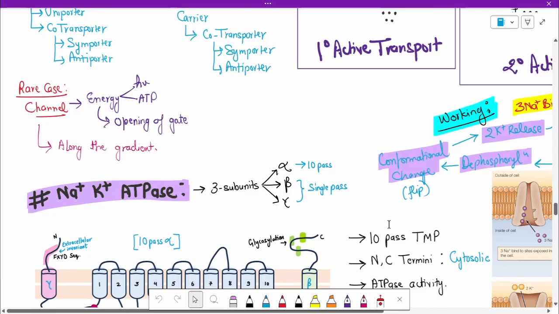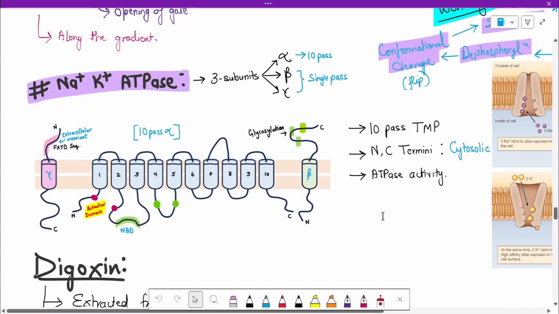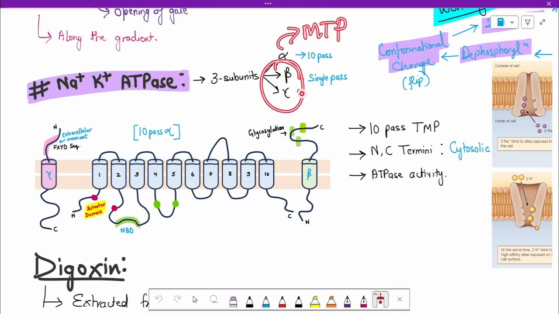Now we will have a look at different examples of active transport. We will start with sodium potassium ATPase, the same sodium potassium pump we saw in intestinal epithelial cells, and begin with its structure. It consists of three subunits: alpha, beta, and gamma. The alpha subunit is a multi-pass transmembrane protein, whereas the beta and gamma subunits are single-pass transmembrane proteins.